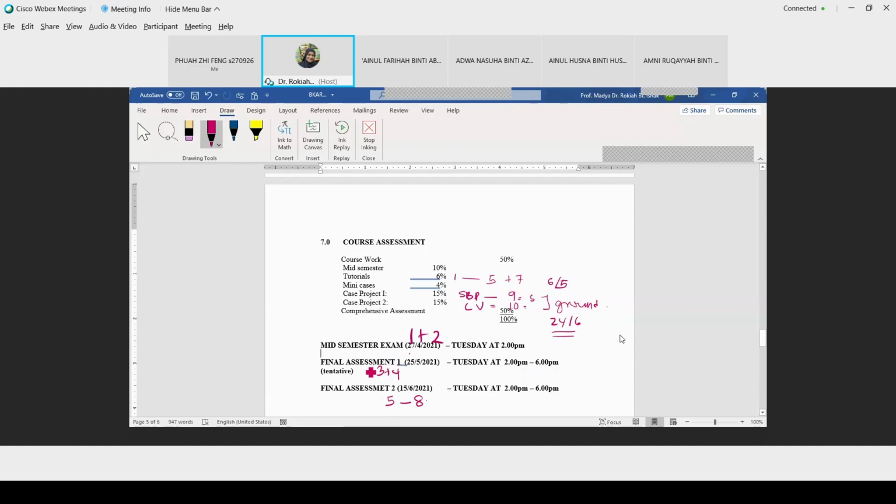I think this is what we already agreed last time. Okay. So later on, I'm going to upload the tutorial 1 mini case; the questions are ready. Mini case tutorial 1 and also project 1. The rest will be uploaded later on.